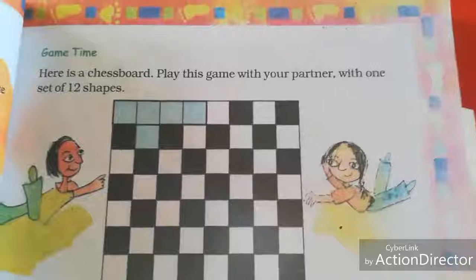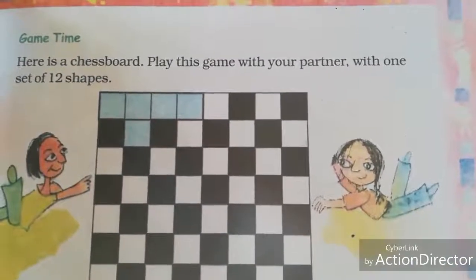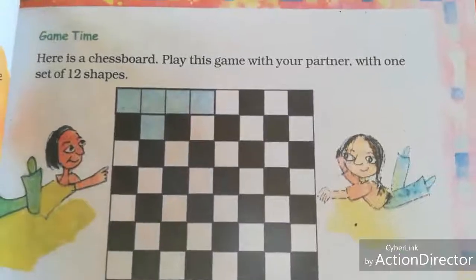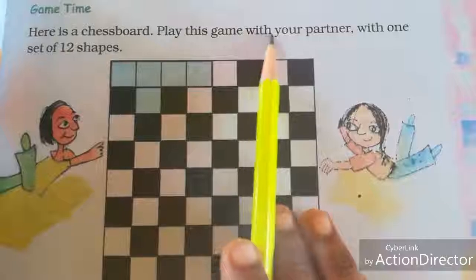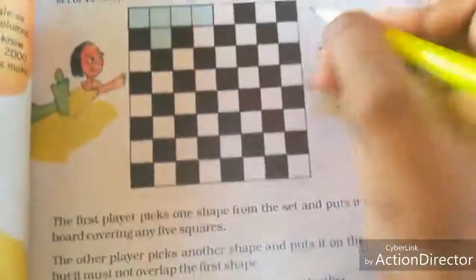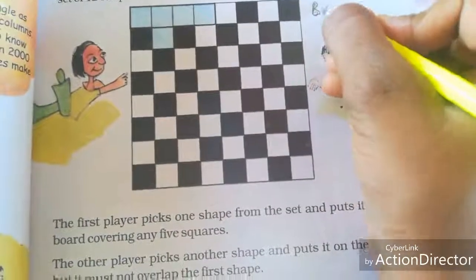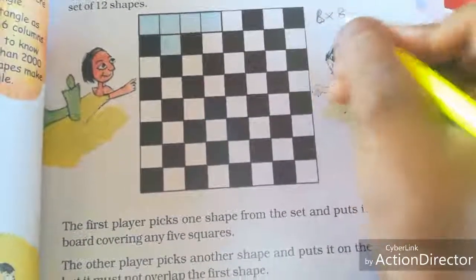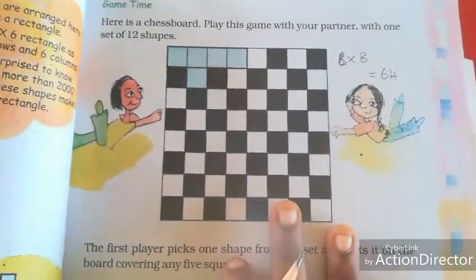Next, game time. Here is the chessboard. Play this game with your partner with a set of 12 shapes. Using the 12 shapes, you can place them on the chessboard. See, the chessboard has 8 rows, 8 columns. So 8 8s are 64. Totally how many squares does the chessboard have?